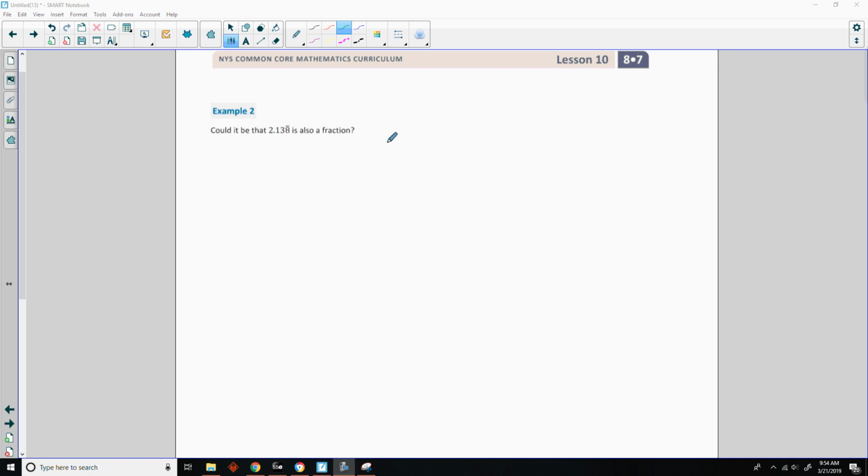Okay, example 2 says, could it be that 2.138 with the repeating decimal is also a fraction? Well, let's see. Let's try to multiply it by something that would get us just the repeated decimal as our x, like we've been doing. The 1 3 is not repeating, so I need to move the decimal 2 places to the right, so I need to multiply by 100.